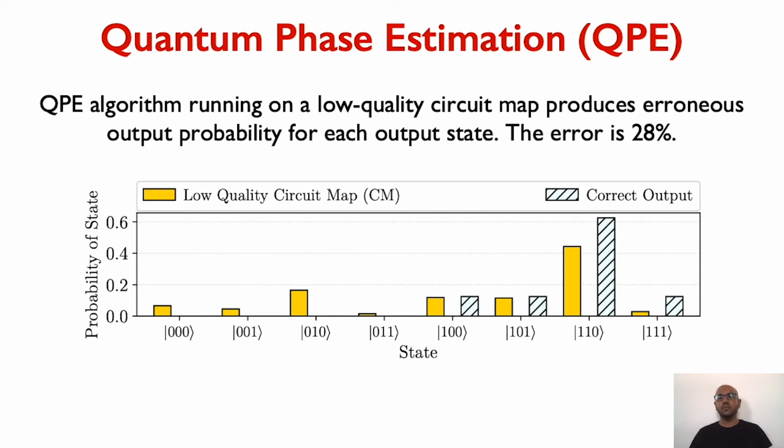First, we execute the QPE algorithm using a low-quality circuit map, which has a high rate of error in the subcomponents. As we see in the results from the yellow bars, the resulting output probability of this circuit map is far off from the correct output probability as shown using the hatched bars. In fact, even the states which have 0 output probability have occurrences of output probability using the low quality circuit map. And we see that the overall output error is 28%.